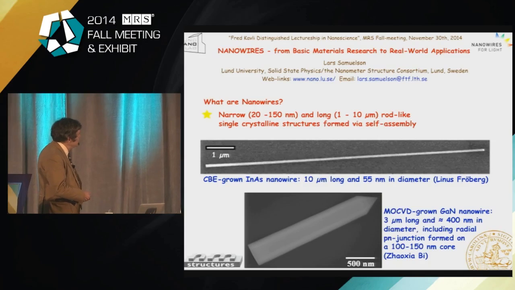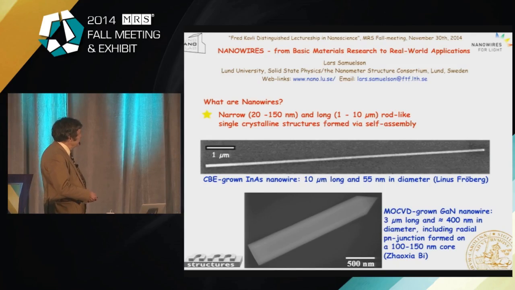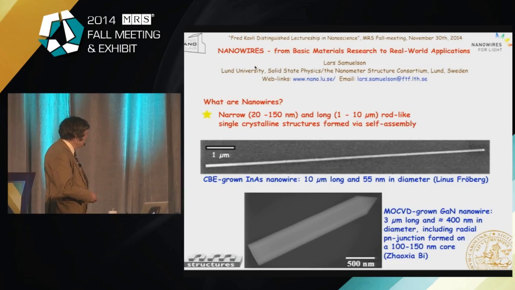This is an example of an indium phosphide nanowire. It's 10 microns long, 55 nanometers in diameter, fabricated by my former student Linus Fröberg. Here is a chubby nanowire. This is actually gallium nitride. The nanowire is really in the core of this needle. We'll get back to these LEDs later. And then the rest is a radial functioning LED device grown by my former postdoc Shashank B.